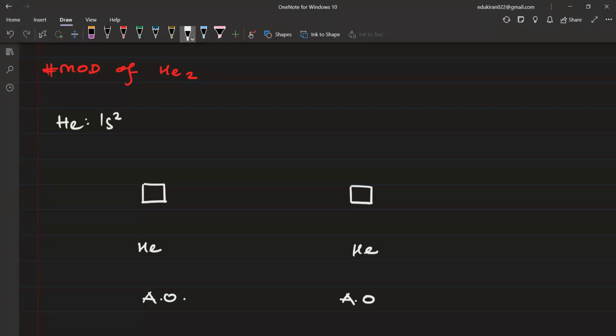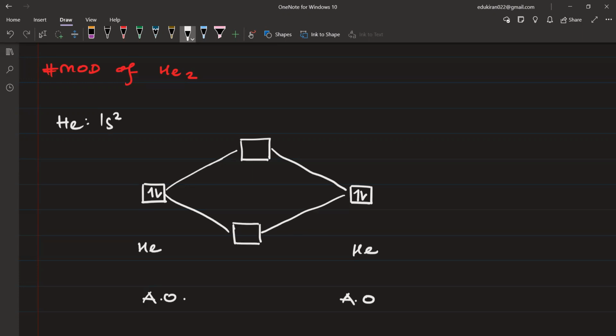So this will contain how many electrons? It will contain 2 electrons. This is also going to contain 2 electrons. And then we are going to draw the molecular orbitals for both of these. There will be 2 molecular orbitals formed. One will be ABMO and the other is going to be BMO. Okay. Now, this is the molecular orbital. So this is 1s. This is 1s.